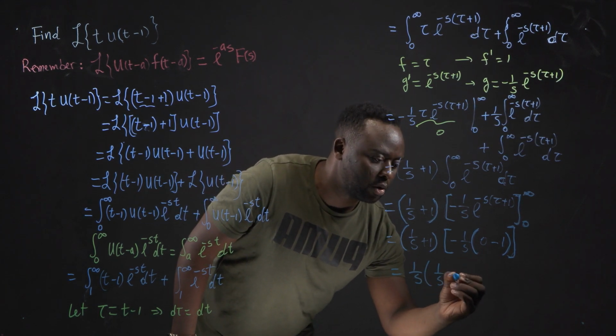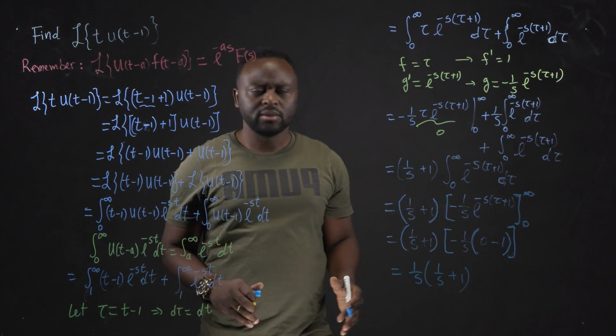All right, the final expression here is 1 over s, because here it is just 1 over s, right? Times 1 over s plus 1. So it is very simple. You can play with this.